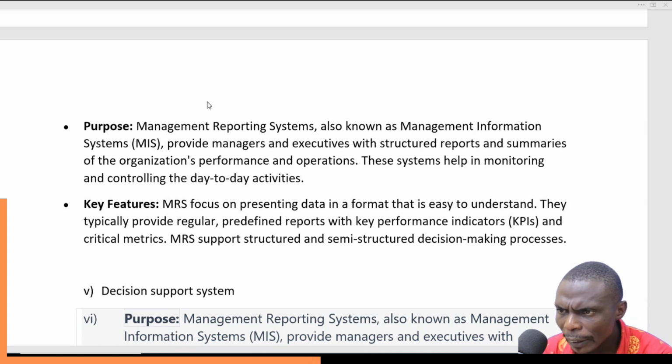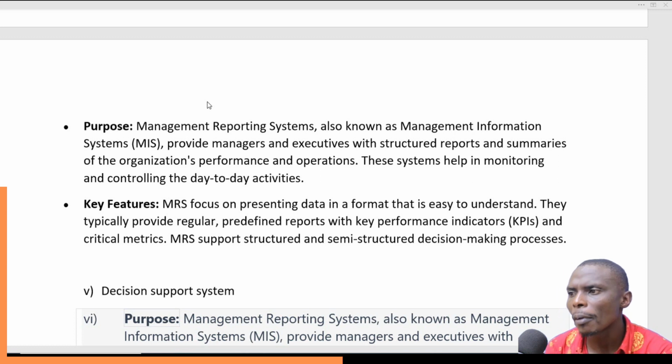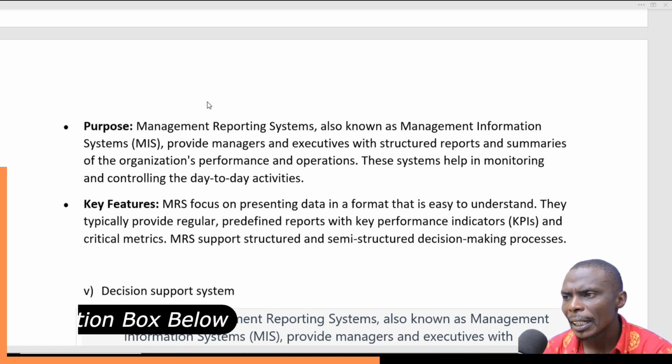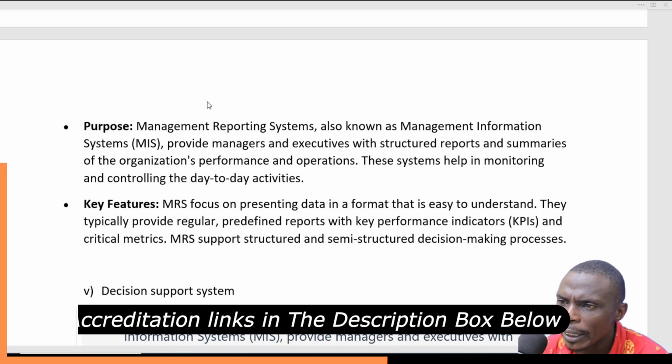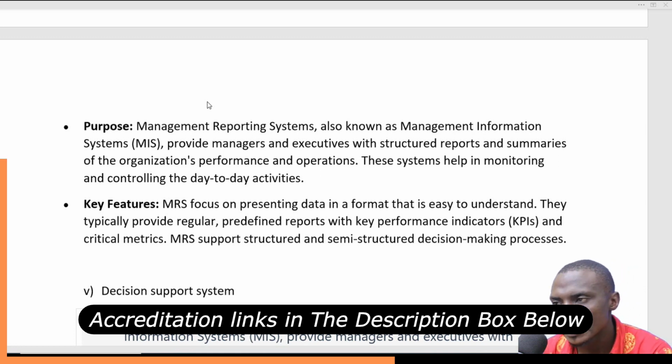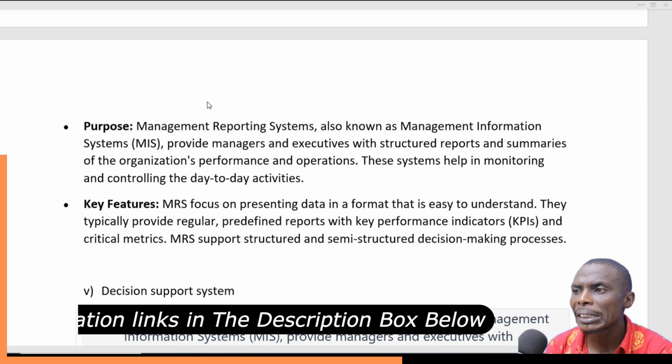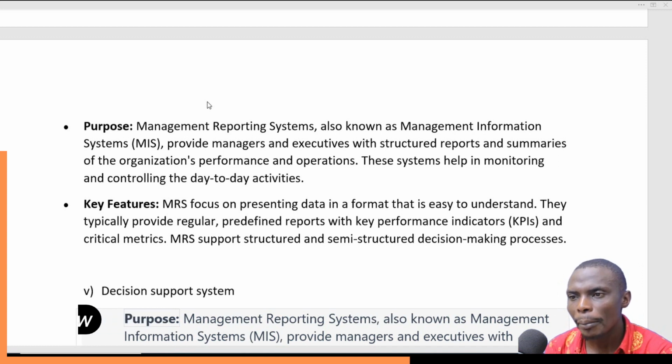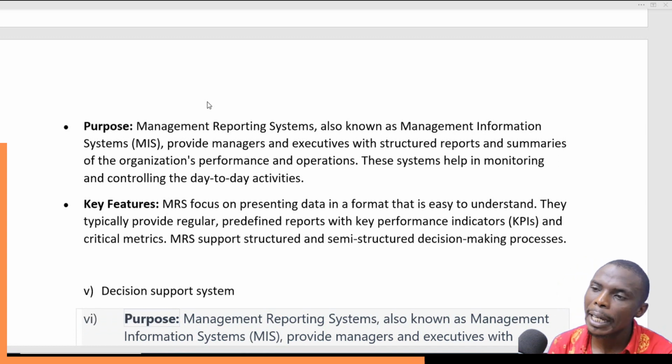So they have key features that they typically provide regular predefined reports with key performance indicators and critical metrics. So they support structured and semi-structured decision-making processes. So one thing to note is that these are used majorly by the managers and the executives, and they provide what we call structured reports and summaries generally of these organizations' performance and operations.